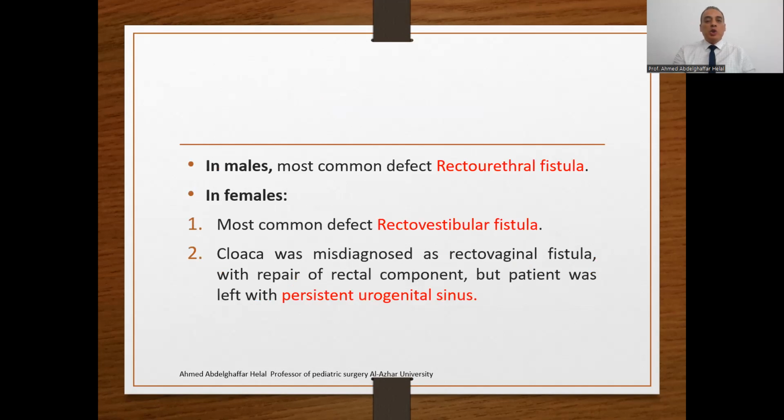In males, the most common type of defect is anorectal atresia with rectourethral fistula. In females, the most common type is rectovestibular fistula.